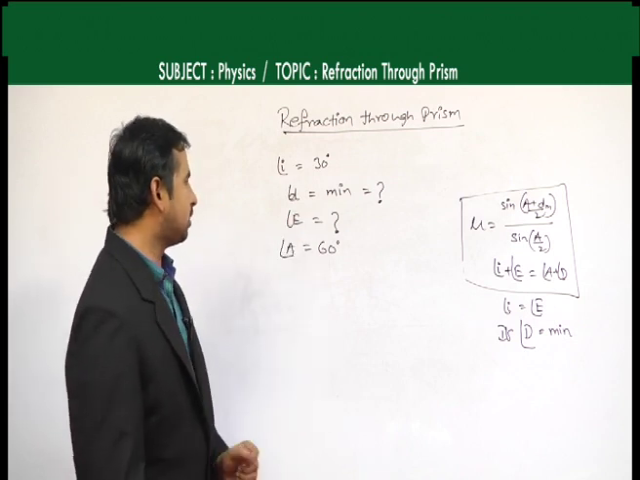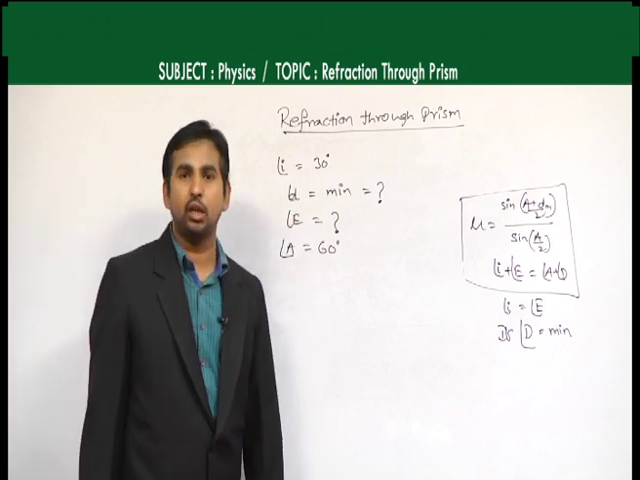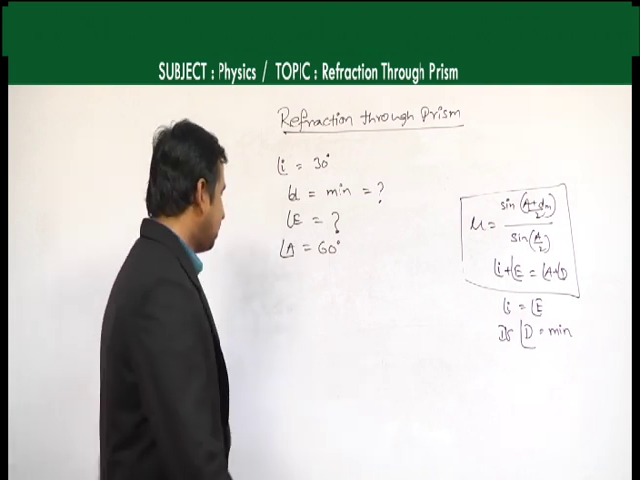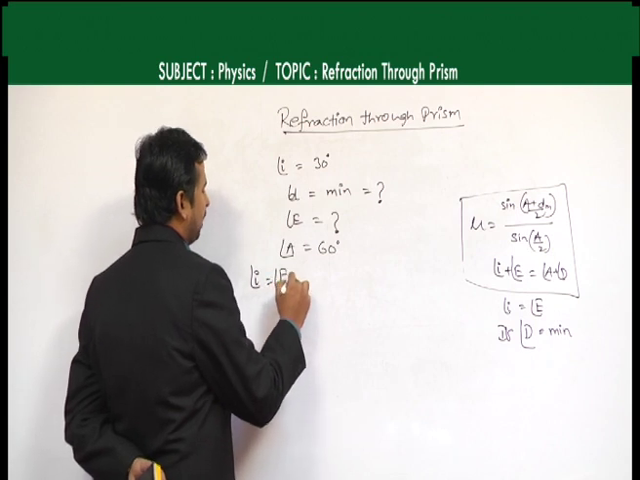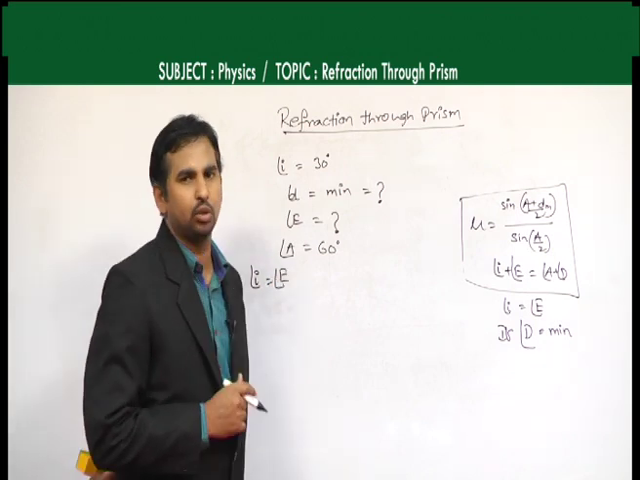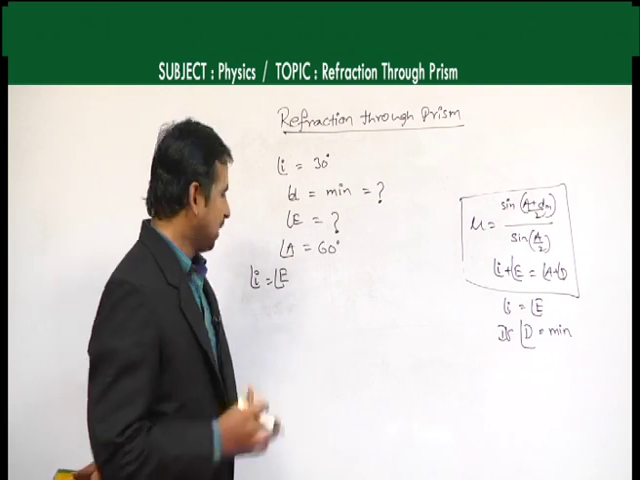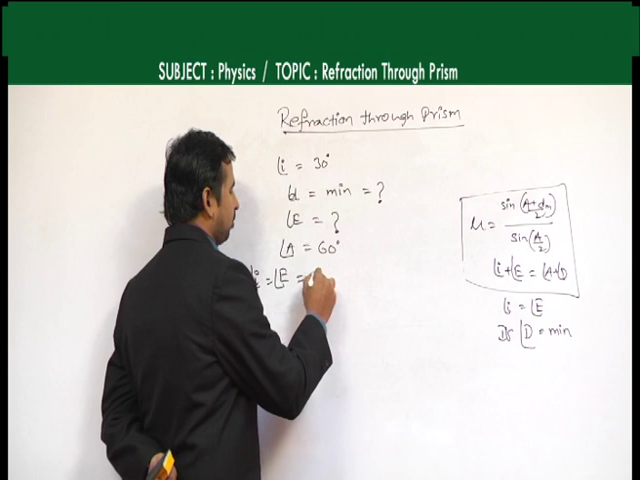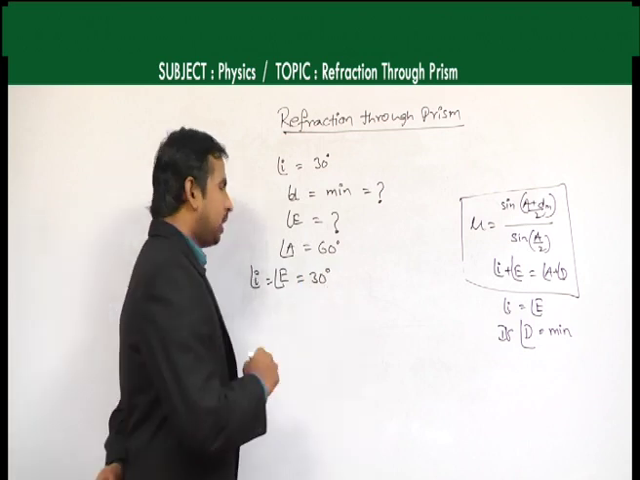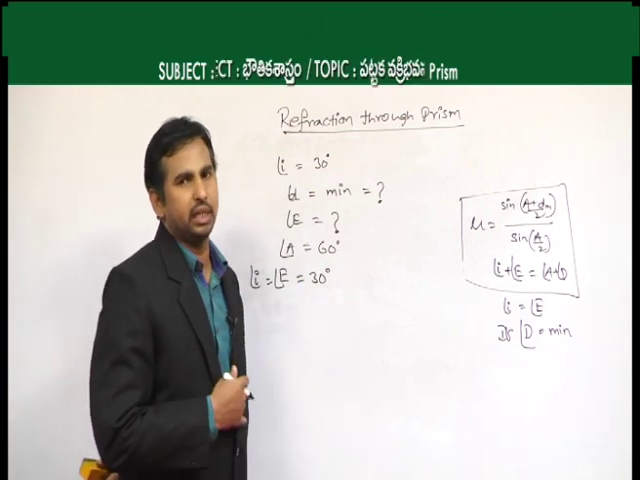As the angle of incidence is given, and if you are talking about the angle of minimum deviation here, then we know that the angle of incidence is equal to the angle of emergence, that is only for the case of minimum deviation. So, as angle of incidence is equal to angle of emergence, it is equal to 30 degrees. Then the angle of emergence we got is 30 degrees.